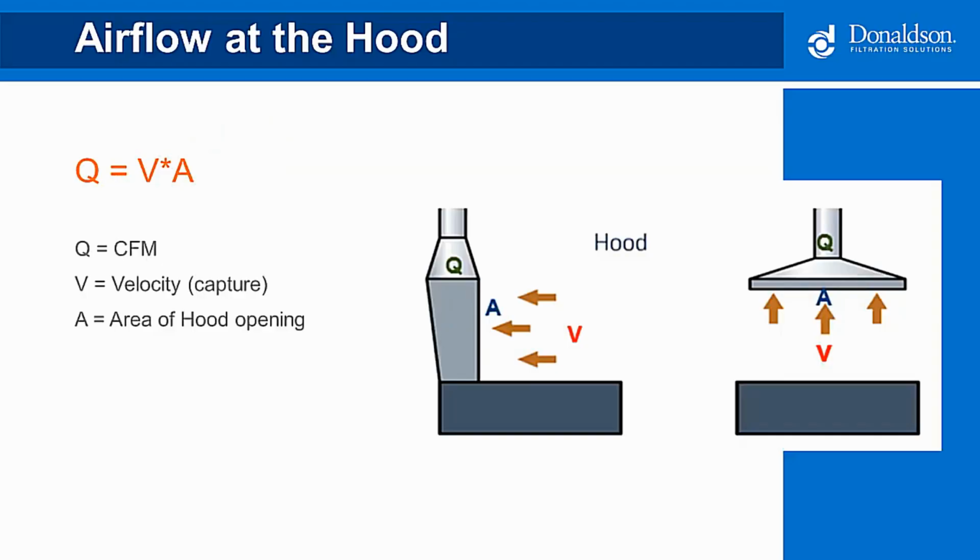So once you've determined your capture velocity requirement and you've determined the best hood design for your project, we now need to calculate the CFM. To determine the CFM or airflow, you will take your capture velocity and multiply it by the area of the hood opening. And this is going to give you the airflow or CFM for your process.